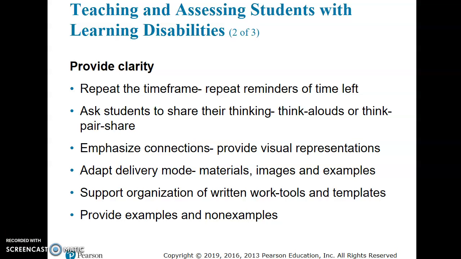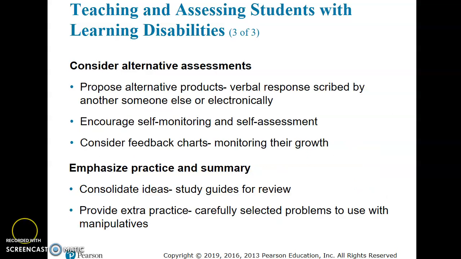Provide tools and templates so students can focus on the mathematics rather than the organization of a table or a chart. Provide examples and non-examples. Help students focus on characteristics that differentiate the examples from those that are not examples. Propose alternative products. Provide students with options for how to demonstrate understanding.